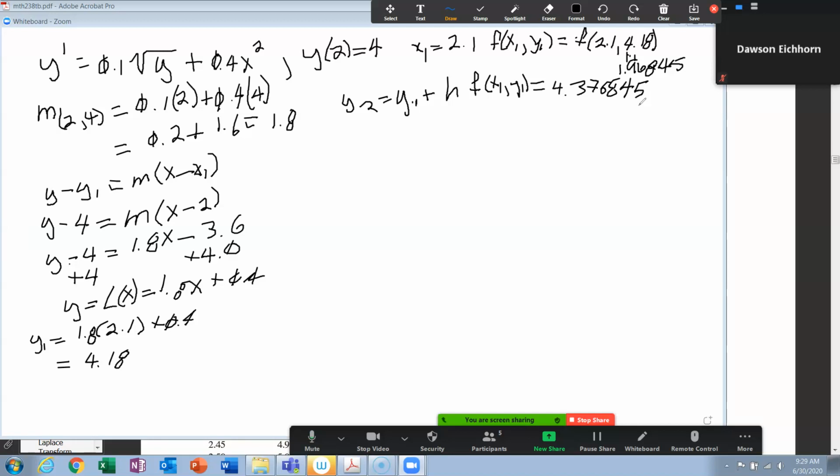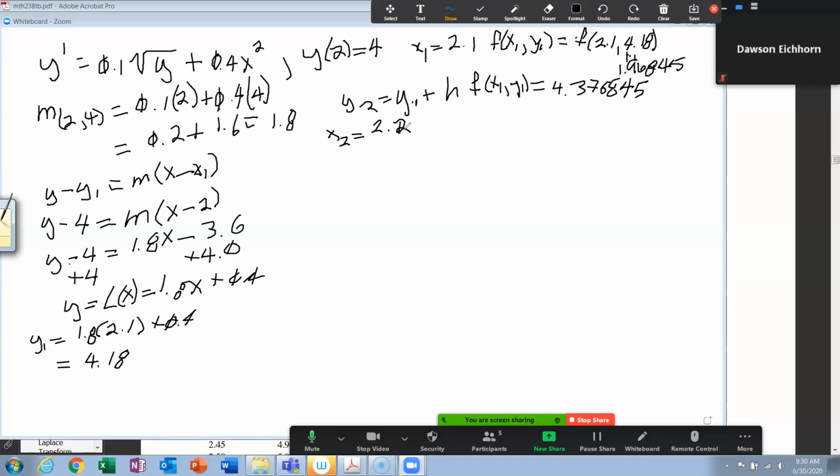Now I also need to note what my x2 is. x sub 2, this is the easy one, is equal to x sub 1, which is 2.1, plus 0.1. That's your step size. So that's 2.2.